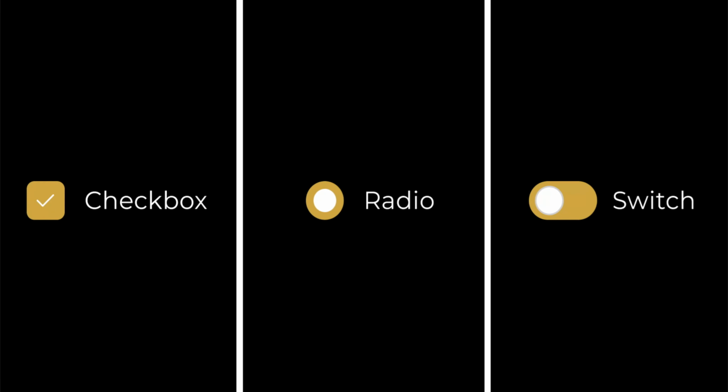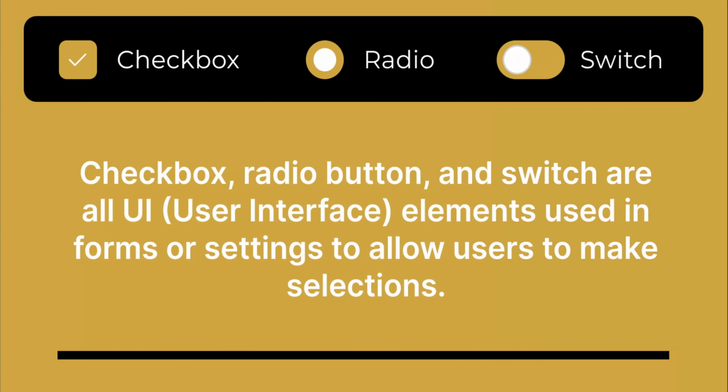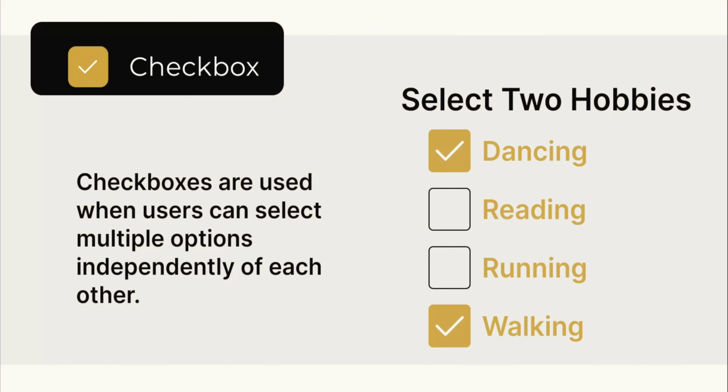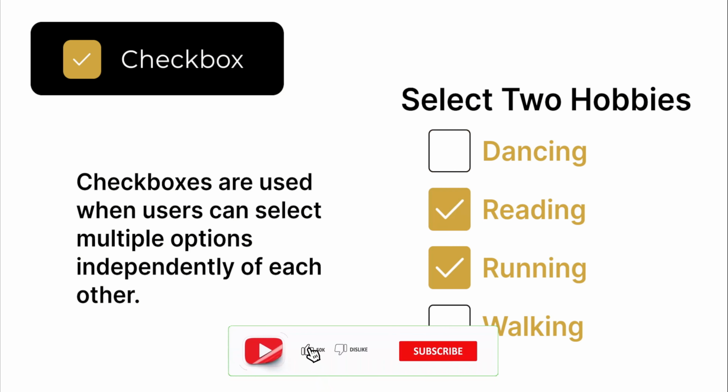Checkbox, radio button, and switches. These are all user interface elements used in forms or settings to allow users to make selections. Each of these buttons has a distinct purpose and use cases. Number 1. Checkbox. Checkboxes are used when users can select multiple options independently of each other.